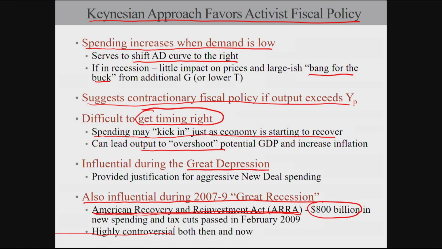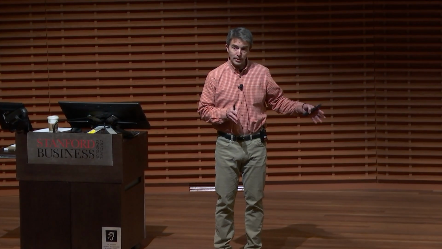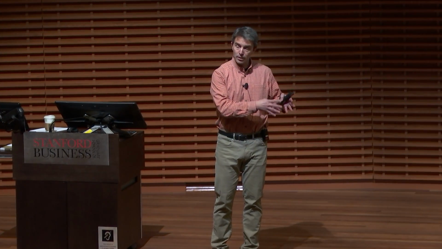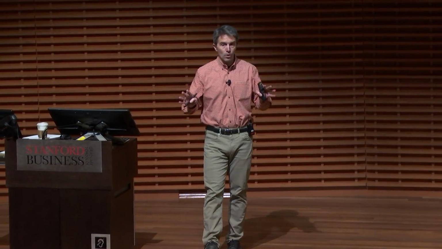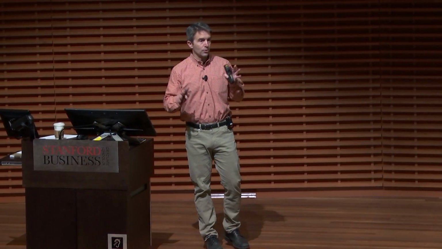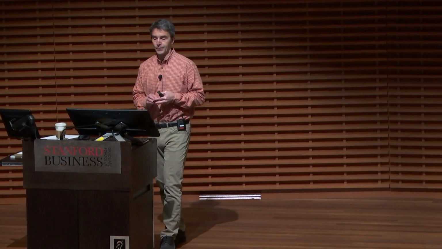So basically, this is an area where economists who lean more Democratic tend to favor more government interventions, whereas economists who lean more Republican tend to favor just letting the market work, don't try to tinker, don't try to fine-tune. Okay?